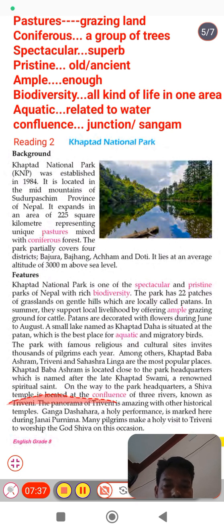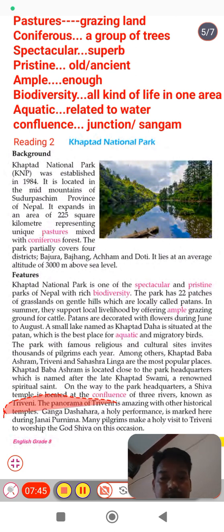three rivers known as Triveni. So students, on the way to the park headquarters, a Shiva temple is there also. Confluence, I have told you, means the junction, the Sangam. At the junction of three rivers, where three rivers meet together, it is known as Triveni.